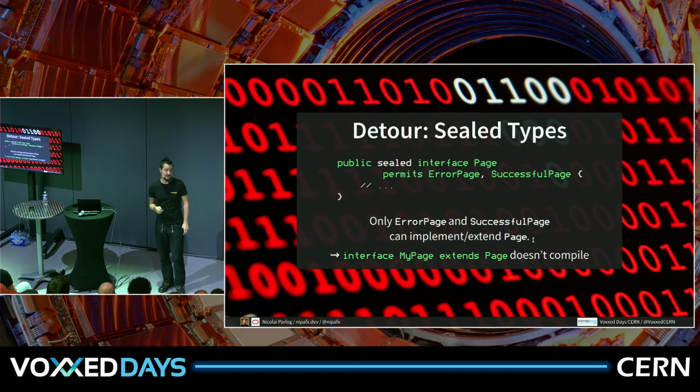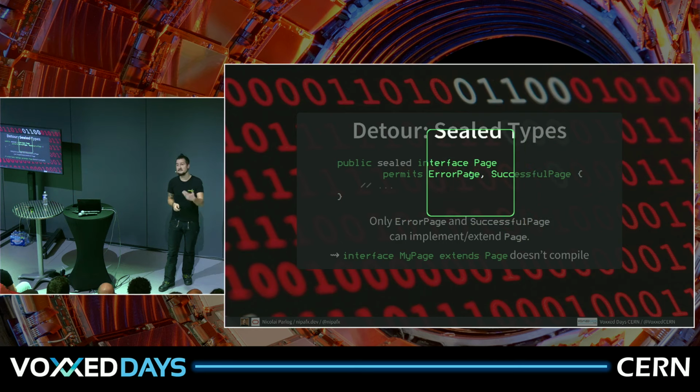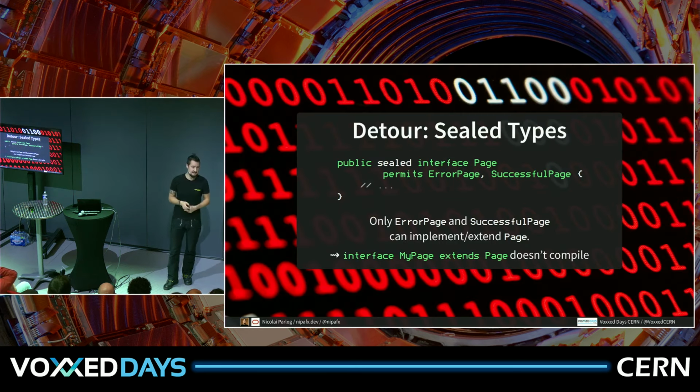So how does it work? You put the keyword sealed before the interface, and then you say which types it permits. These types could be other interfaces or classes, it doesn't matter. And then only those types can implement or extend the interface. Every other type that claims to be an instance of the interface gets errored out by the compiler. It just says, nope, my page does not extend page because you told me only error page and successful page can do that.